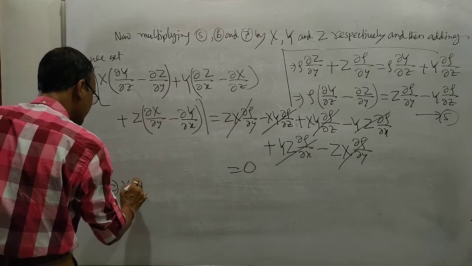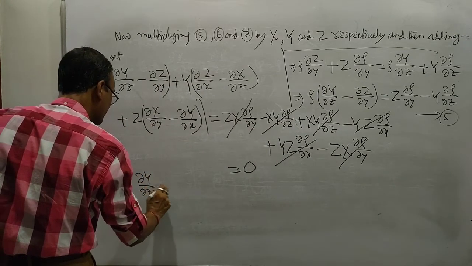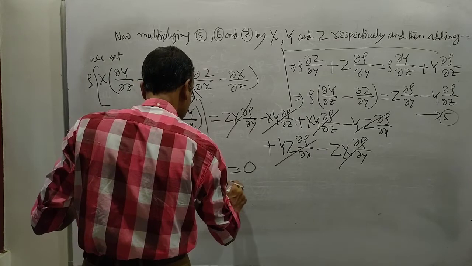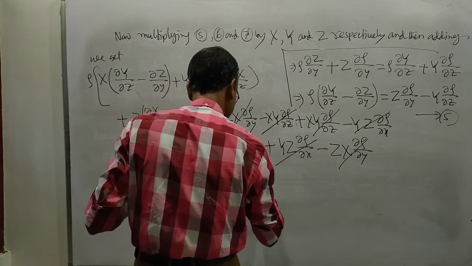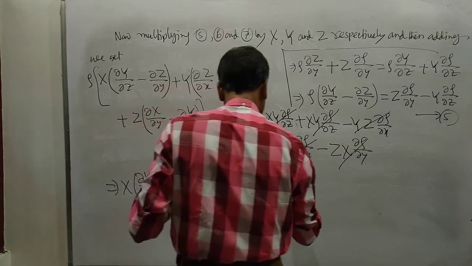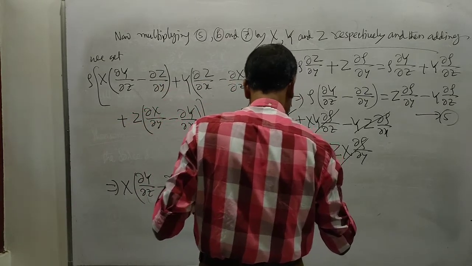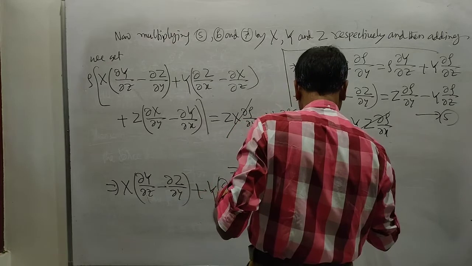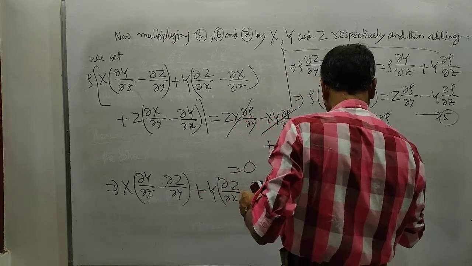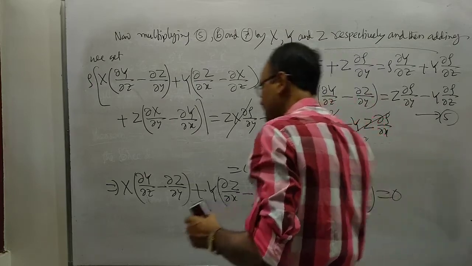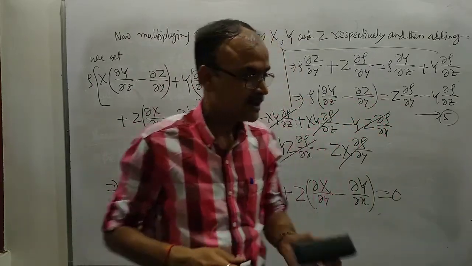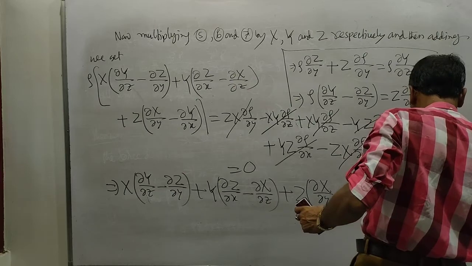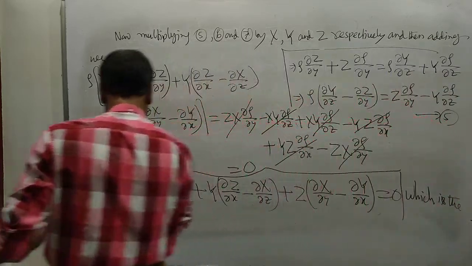This means x(∂/∂y ∂/∂z minus ∂/∂z ∂/∂y) plus y(∂/∂z ∂/∂x minus ∂/∂x ∂/∂z) plus z(∂/∂x ∂/∂y minus ∂/∂y ∂/∂x) is equal to 0. This is the required necessary condition.